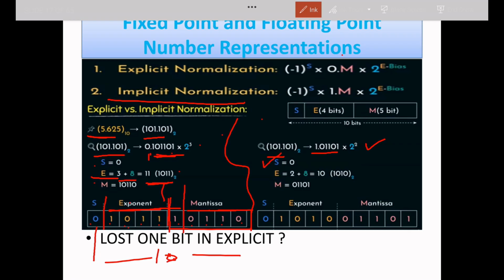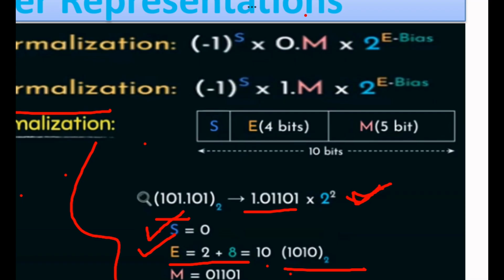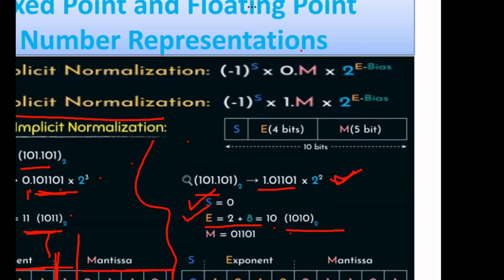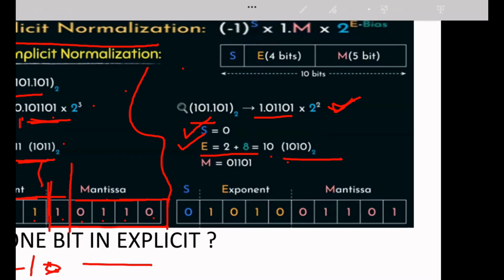So your sign is 0. And E, the exponent, is equal to 2 plus bias, because this power is 2. Bias is 8, so 2 plus 8 is 10. I convert 10 to the binary number 1010. If you are not able to see, you can see here: 1010. So now this exponent is 2 plus bias 8.